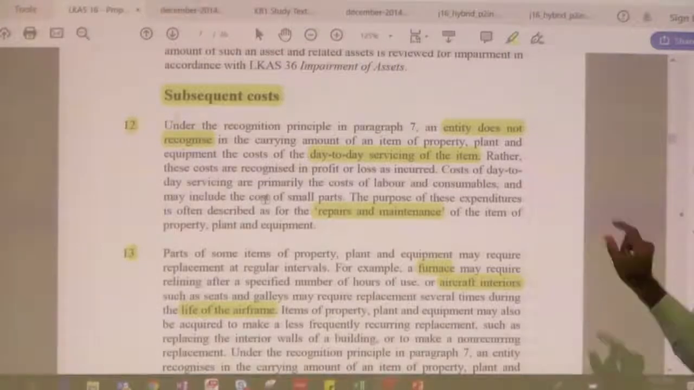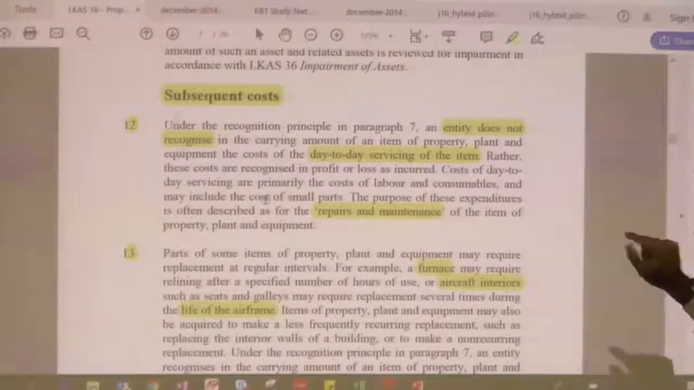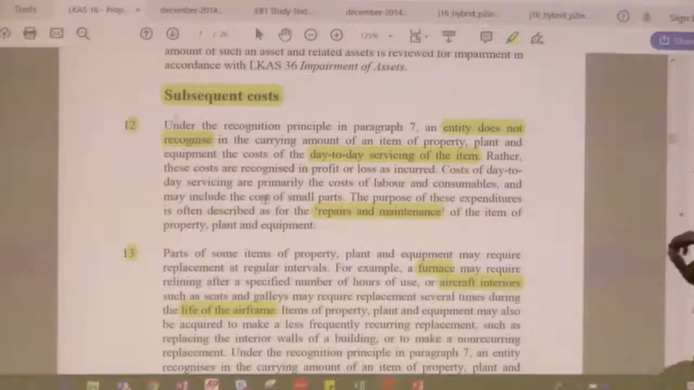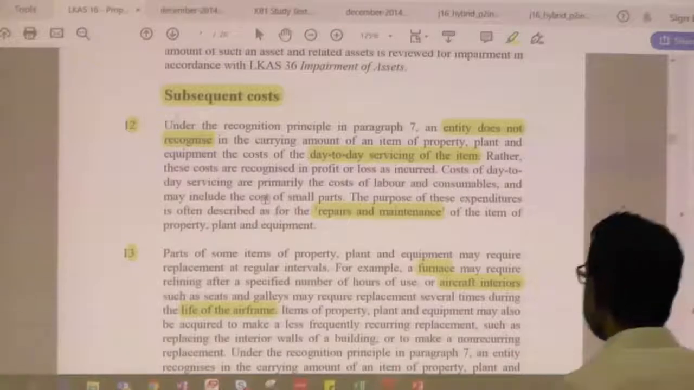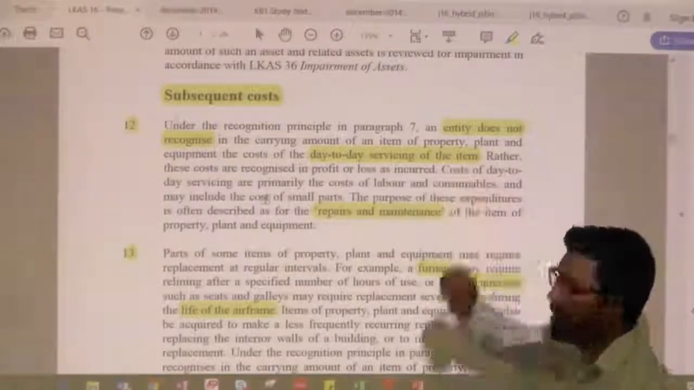Same thing you can highlight in your exam, in your standard book as well. Under the recognition principles in paragraph 7, right, recognition principle explained in which paragraph? Paragraph 7. An entity does not recognize in carrying amount of property, plant and equipment the cost of day-to-day servicing of items. Underline the words day-to-day servicing of items.